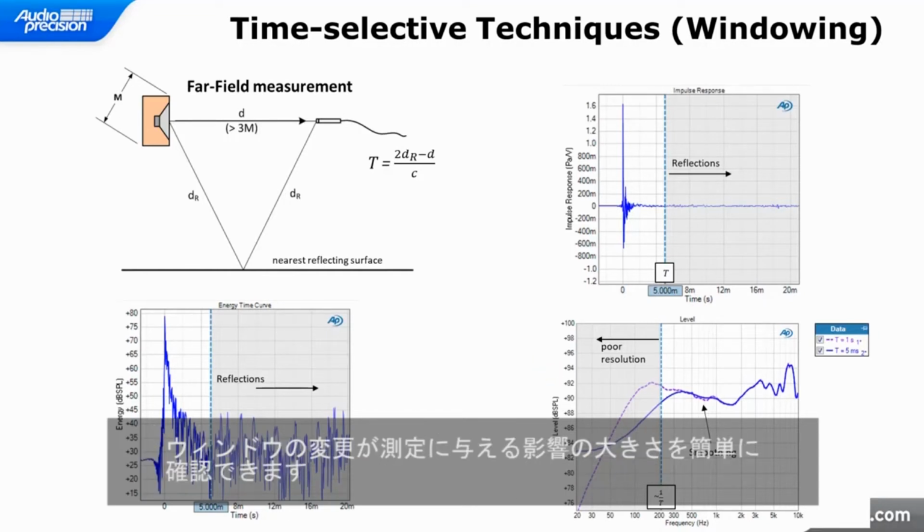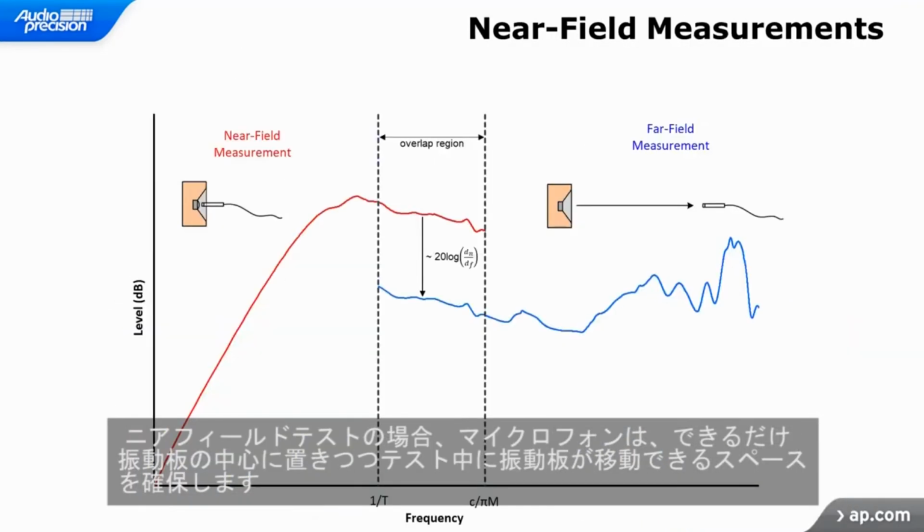You can easily see how big of an impact the windowing changes make on the measurement. For near-field testing, the microphone is placed as close to the center of the diaphragm as possible, while allowing clearance for the full movement of the diaphragm during the test.